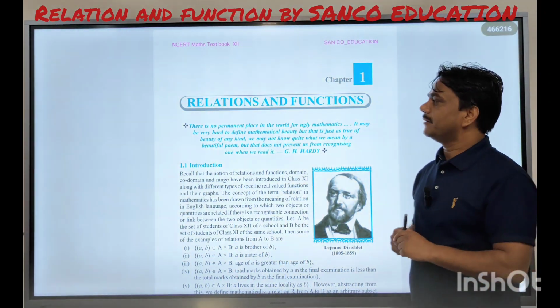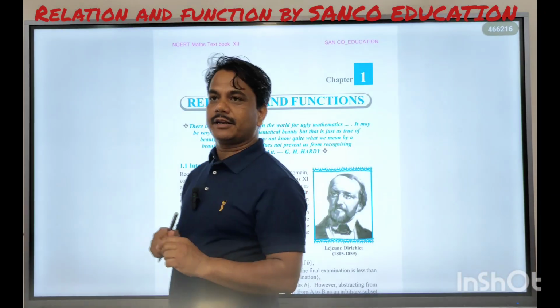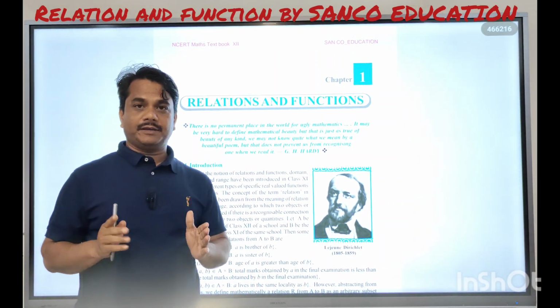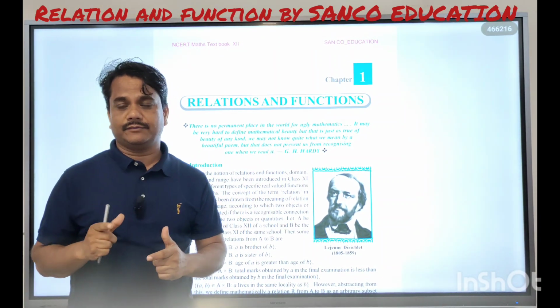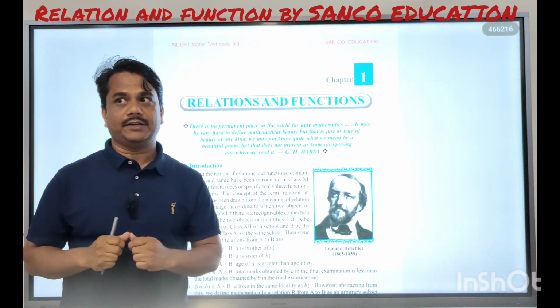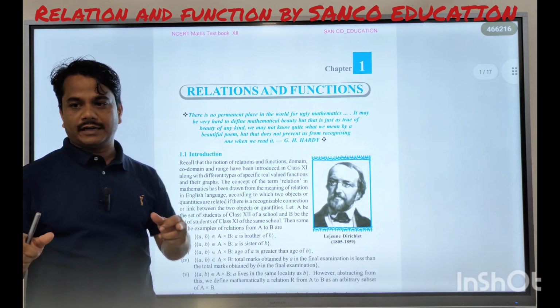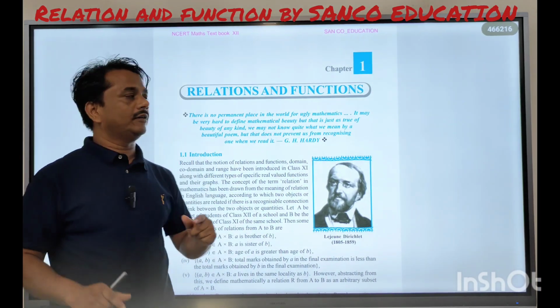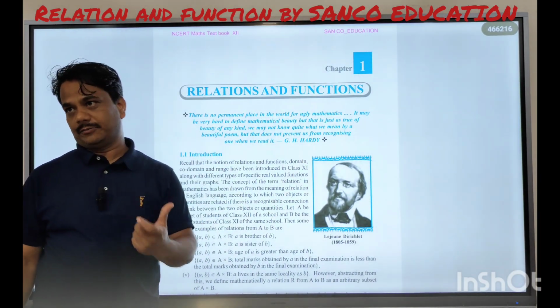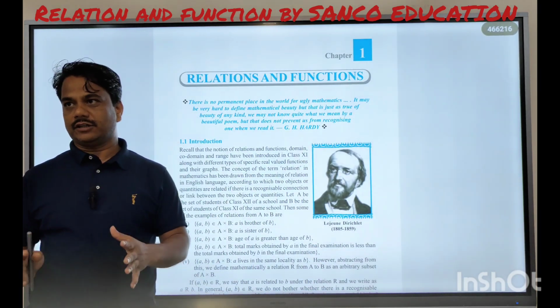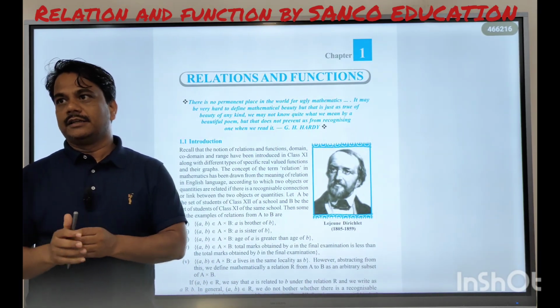Today we will discuss relations and functions. We will revise chapter 1. Before starting the discussion, first we have to analyze what the contents of the chapter are. As its name suggests, keep your NCERT textbook open while solving or understanding the topic. Functions and relations. What are the objectives of this chapter?